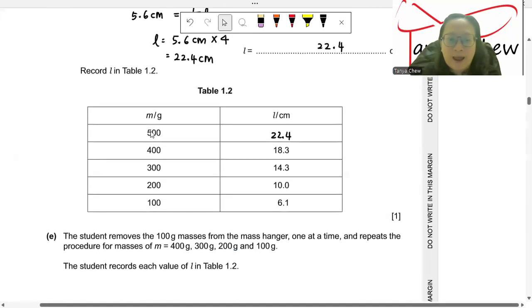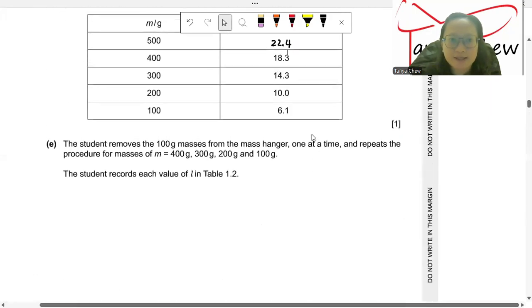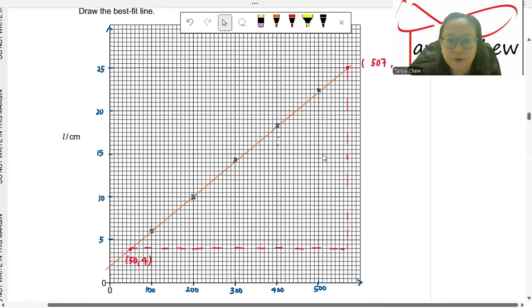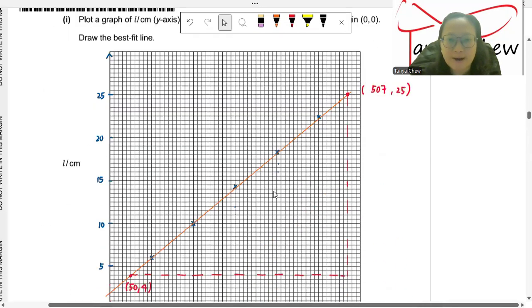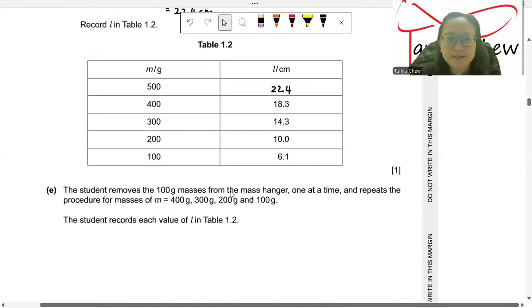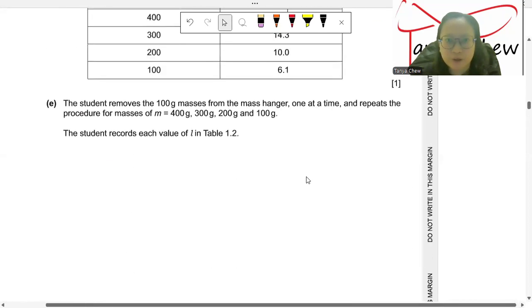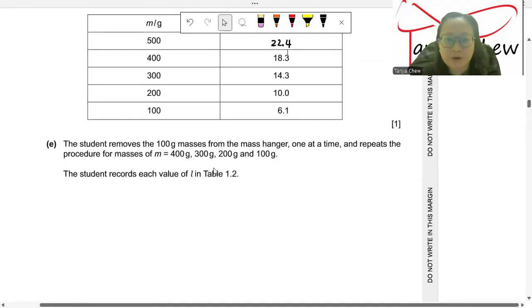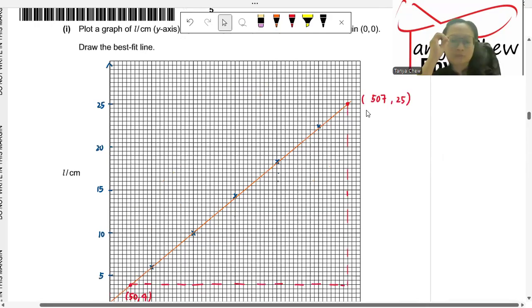When M, the x-axis, is equal to 500 grams, the L, or y-axis, is equal to 22.4, which is here. When the x-axis is equal to 400, it is 18.3. I put it here. When the x-axis is equal to 300, the y-axis is 14.3, which is here. And when the x-axis is 200, the y-axis is exactly 10. That is good. And when the x-axis is 100, the y-axis is 6.1, which is here. And I draw the best fit line, which crosses most of the points.